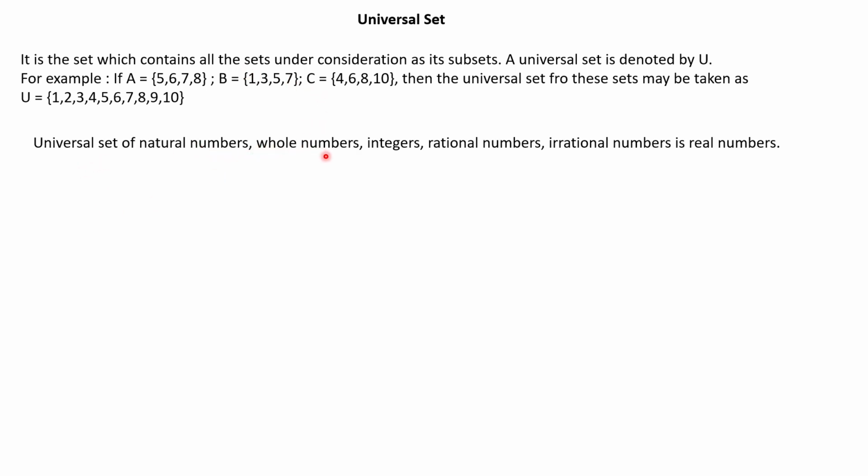The universal set of natural numbers, whole numbers, integers, rational numbers, irrational numbers is the real numbers because real numbers will include all.